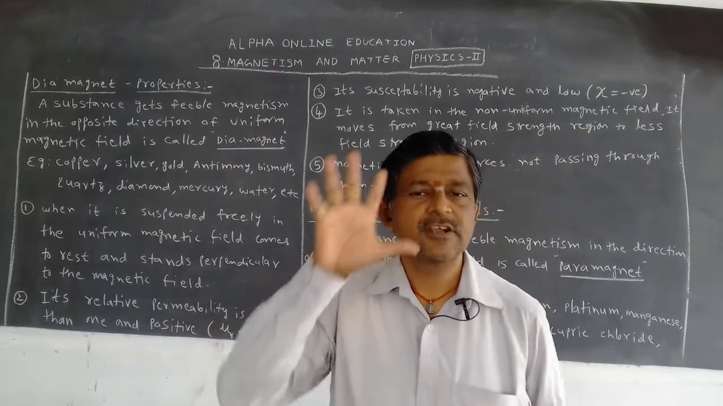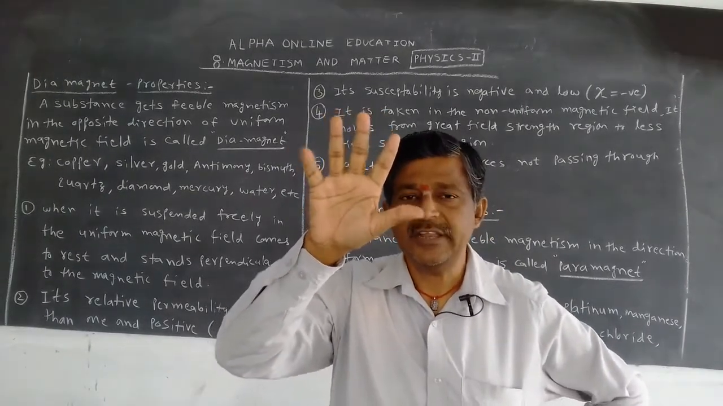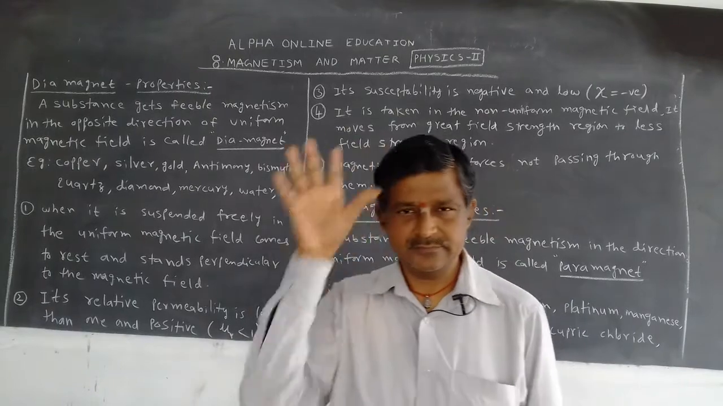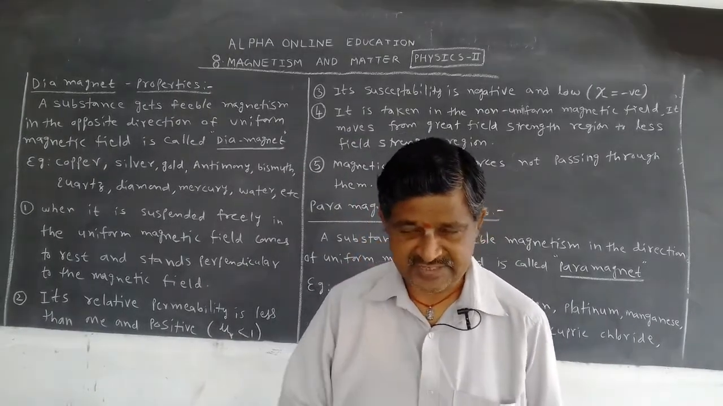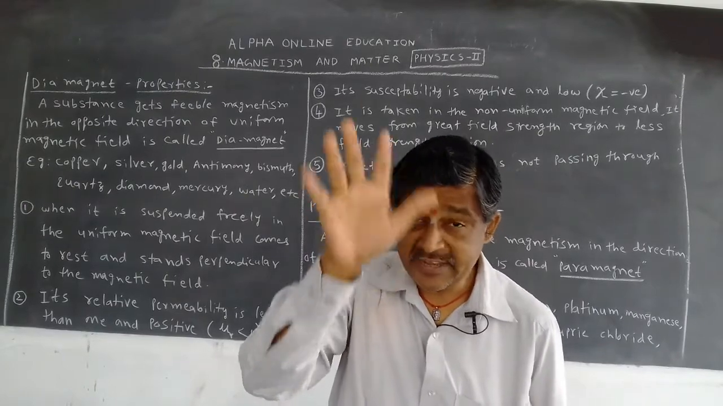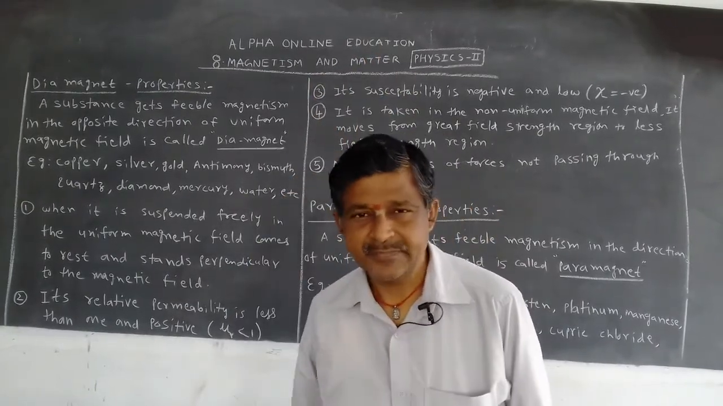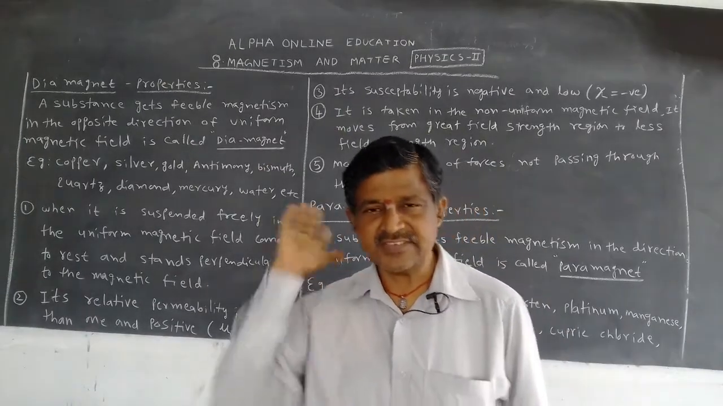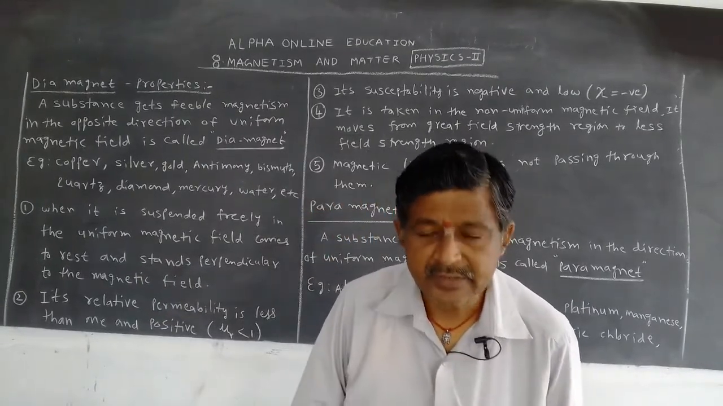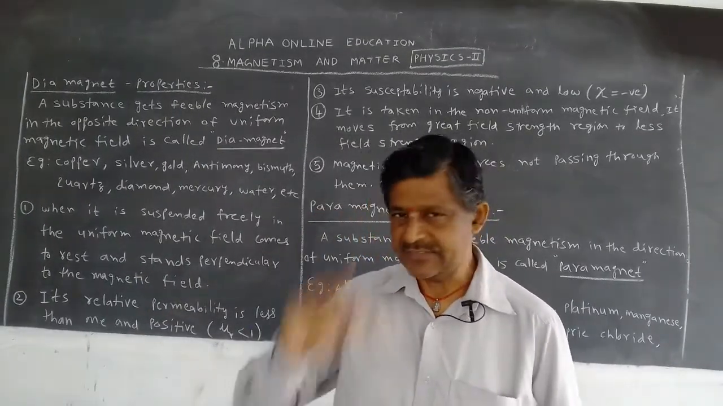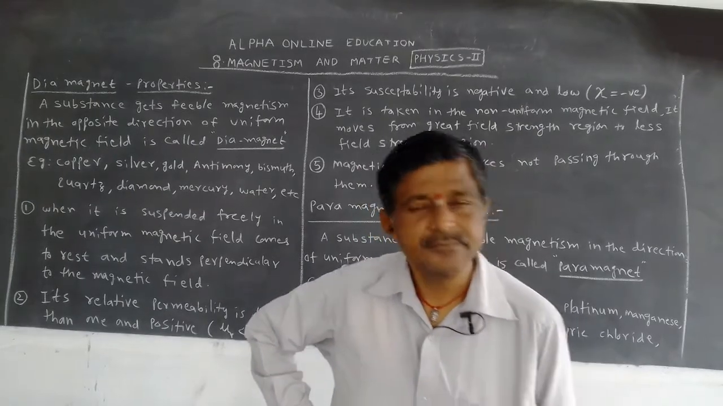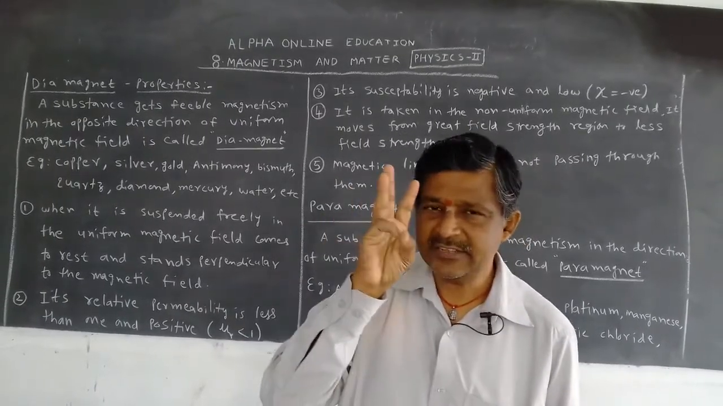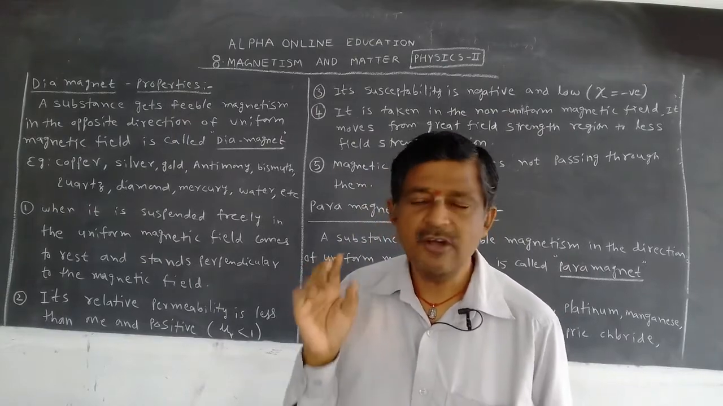Magnets are of 5 types, but in our syllabus we have only 3. We have only 3 in our physics syllabus, but you can read the other types in chemistry, in the first chapter, the solid state chapter. Now, what are the 3 types of magnets in the physics syllabus? Number 1, diamagnet and properties, paramagnet and properties, ferromagnet and properties. Magnets are 3: dia, para, ferro.